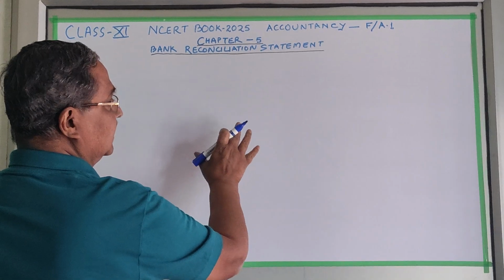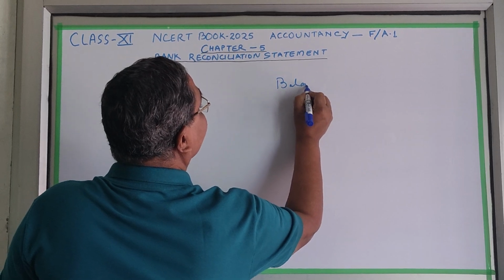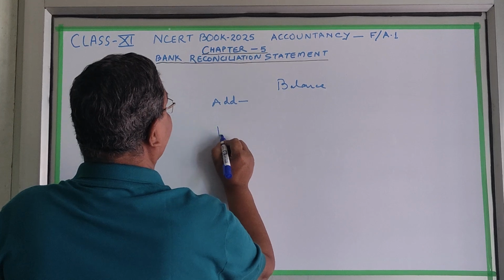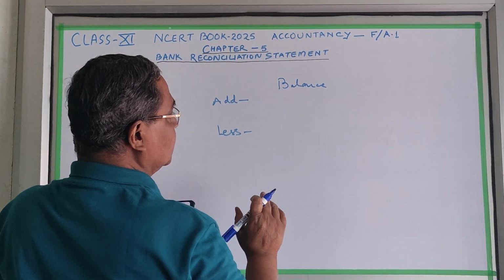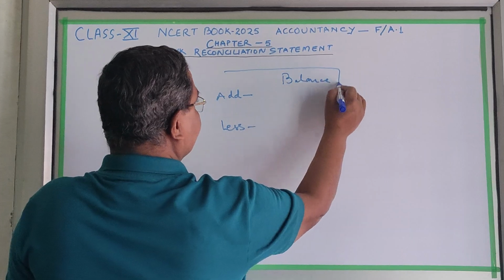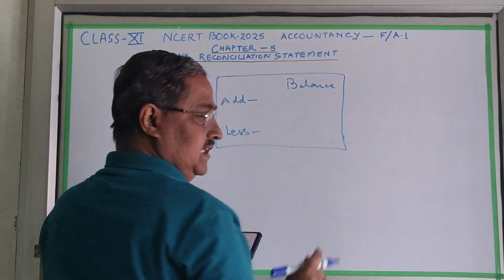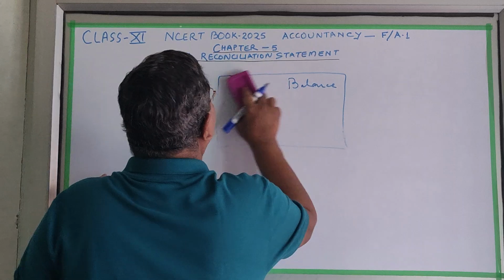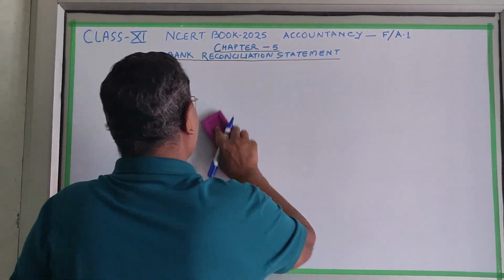To solve it, there are two types of pattern. One pattern is that you just write the balance, and then you do all the possible corrections as add or less. But usually in schools nowadays they do not adopt this system. They do it another way, in a 2 column system. They are not going by the add or less system.